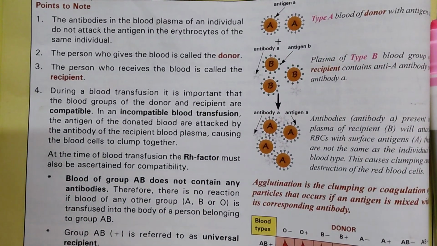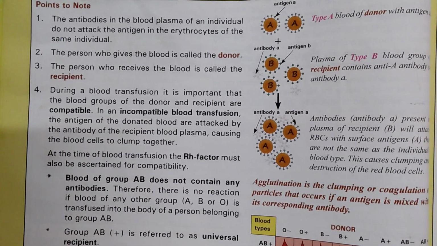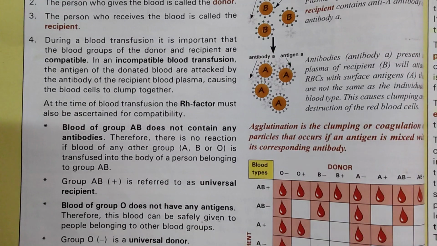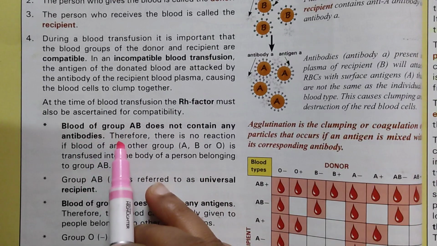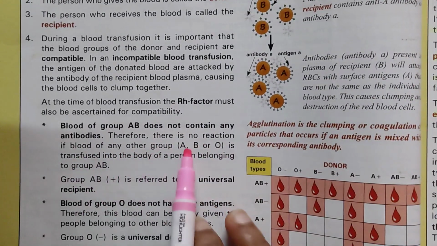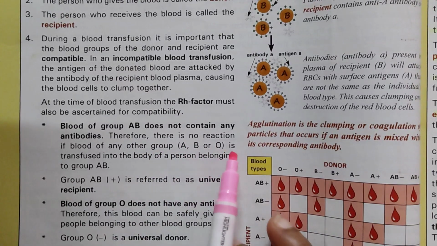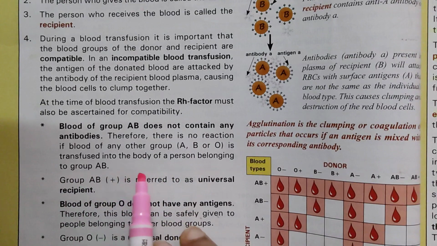So not only the blood group, but the RH factor also you'll have to take into consideration for the blood transfusion process. Blood of group AB does not contain any antibodies, as we know. So there is no reaction if the blood of any other group, that is AB or O, is transfused in the body of a person belonging to group AB.